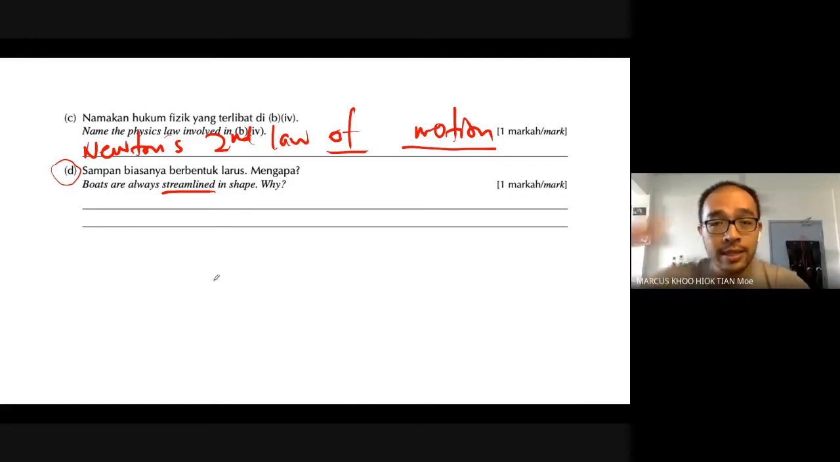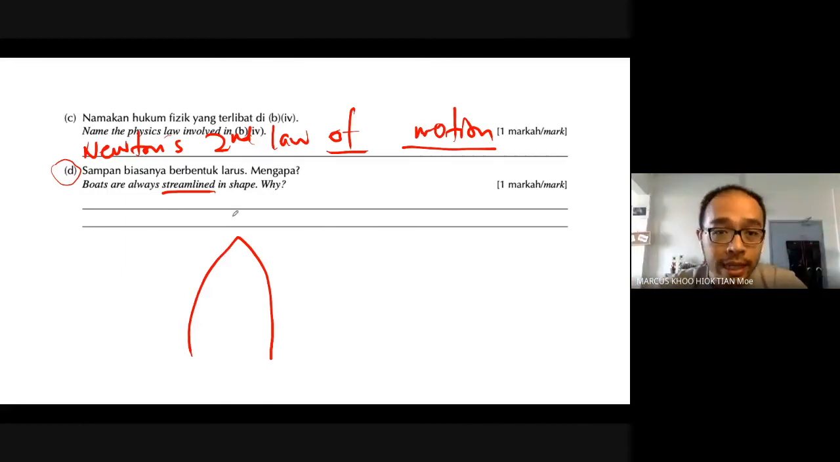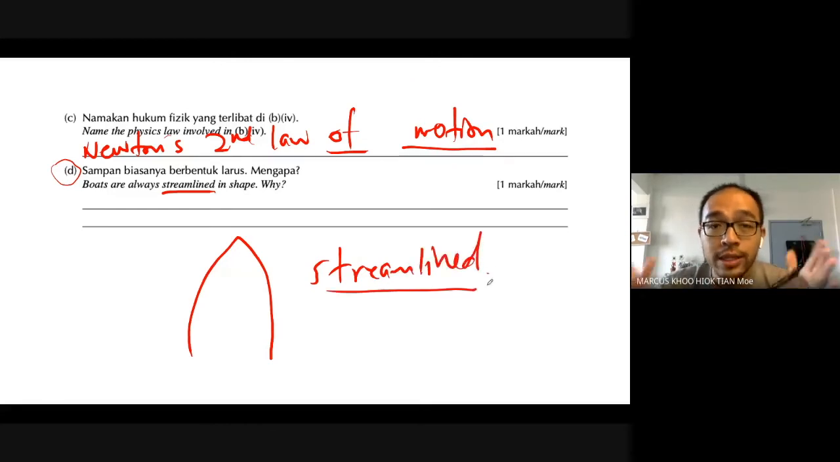If you take a look at the screen, let's see. Take a look from the top now. Boats are usually like this shape. And like the front is a little bit sharper. Okay, so this kind of shape, we call this a streamlined shape. So this kind of shape where it's sharper at the front is a streamlined shape.